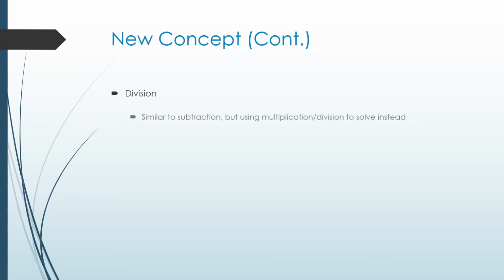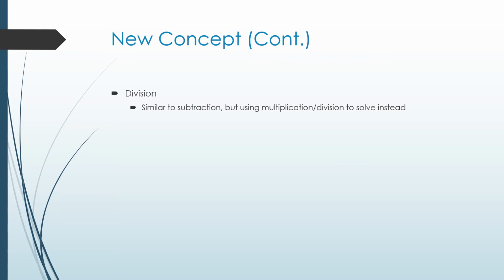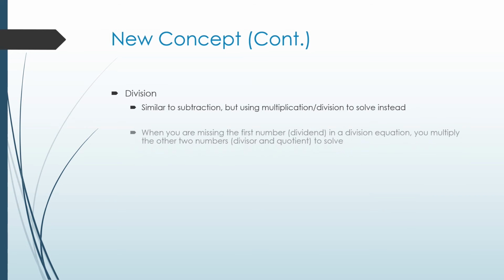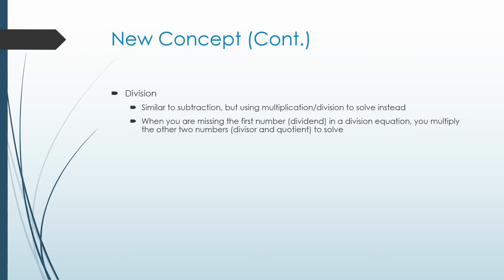Division, very similar to subtraction, but we're going to use multiplication and division to solve instead of addition and subtraction. So same kind of rules. When you're missing that first number, the dividend, we're going to multiply because that dividend needs to be the biggest number in the division problem until we start dealing with fractional answers and decimal answers and things like that. Your first number in division is going to be the biggest number. So here's an example. Y divided by 5 equals 10. We take those other two numbers that were given and we multiply them to find y. Y equals 50.